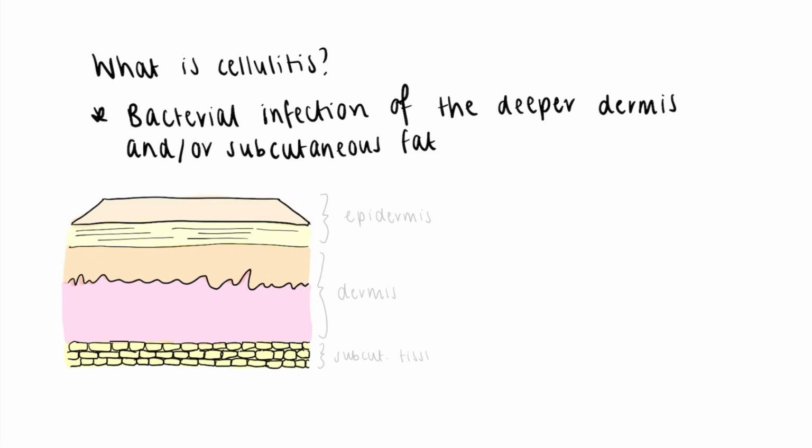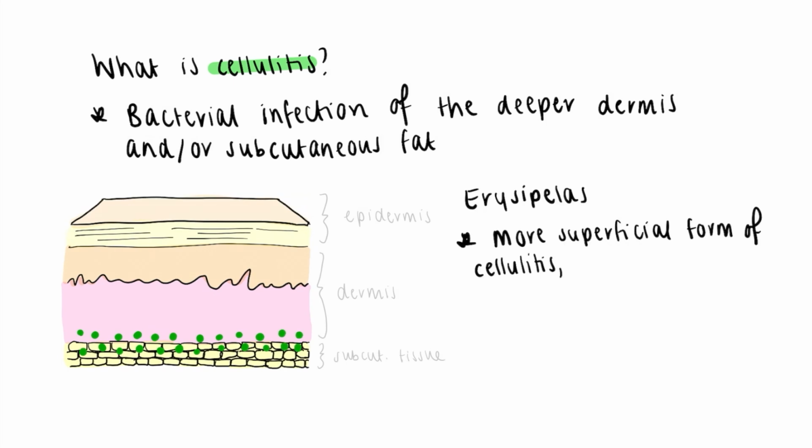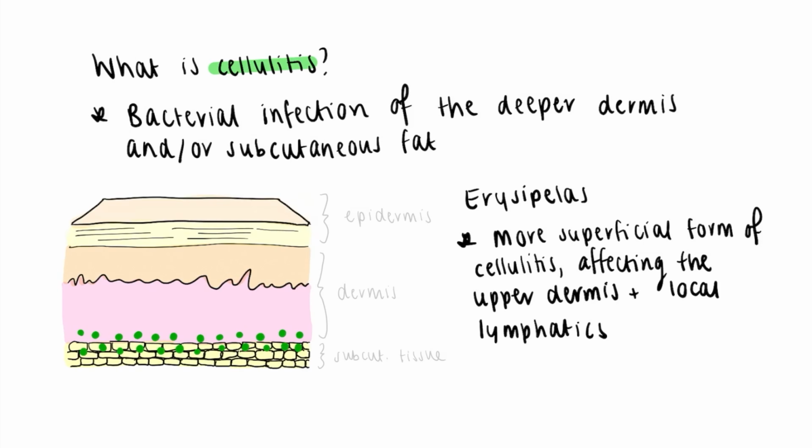Here we can see a diagram of the skin layers, including the epidermis, dermis and subcutaneous fat, with the bacteria penetrating the deeper dermis and subcutaneous tissue in cellulitis. Erysipelas is a more superficial form of cellulitis, affecting the upper dermis and possibly the local lymphatics.